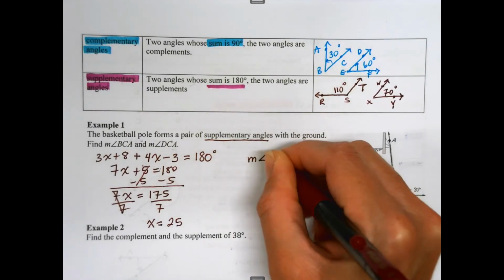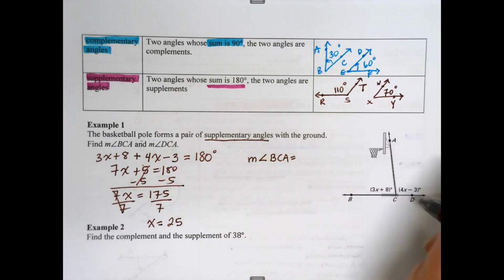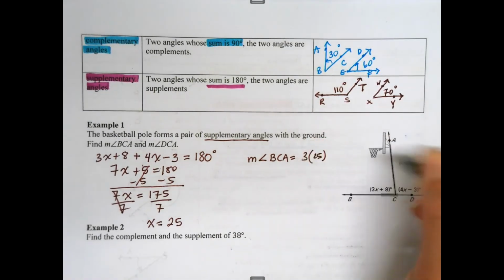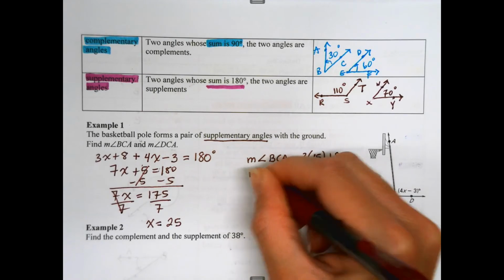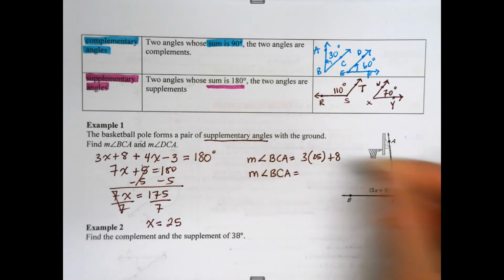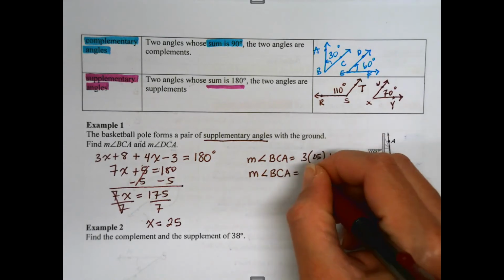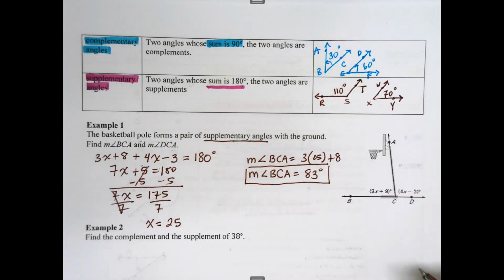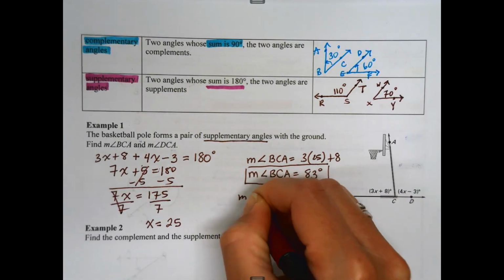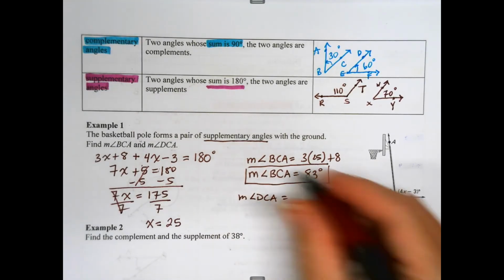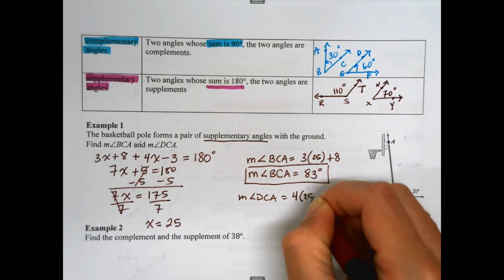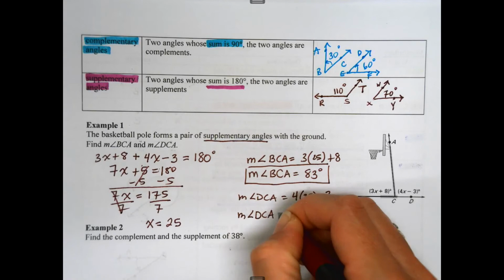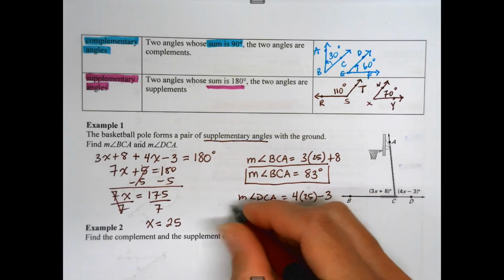The measure of angle BCA is equal to 3 times 25 plus 8. Therefore, the measure of angle BCA is going to be 75 plus 8, which is 83 degrees. And the measure of angle DCA is 4 times 25 minus 3. And the measure of angle DCA is going to be equal to 97 degrees.